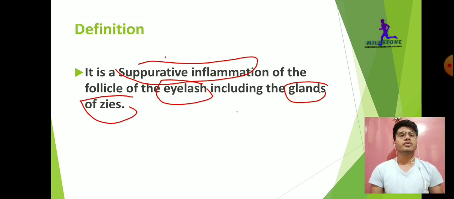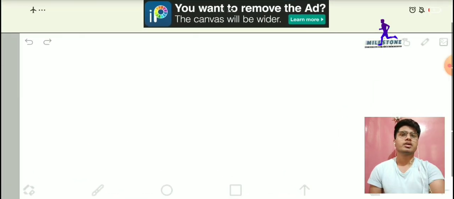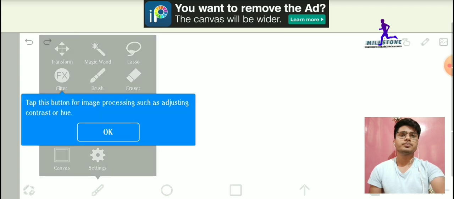First, it is a suppurative inflammation, and from the word suppuration you always remember staph, our notorious staphylococcus. Now it is a pathology of the eyelid and eyelash, and it has something to do with the glands of Zeis. Now let's just have some idea what we are dealing with right now.